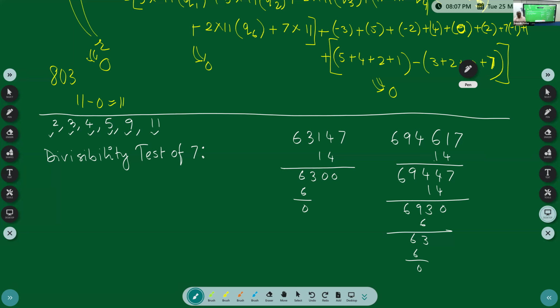This is what the working is. No matter how many digits the number has, we can reduce it to a very small number. We can stop at 63. 63 is divisible by 7. But if you still want to continue, you will eventually get 0, right, if the number is divisible by 7. Very good.